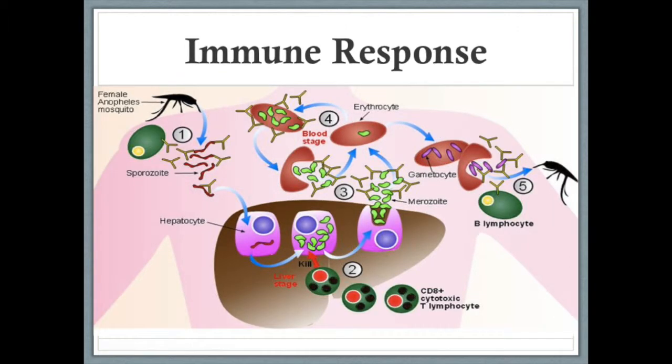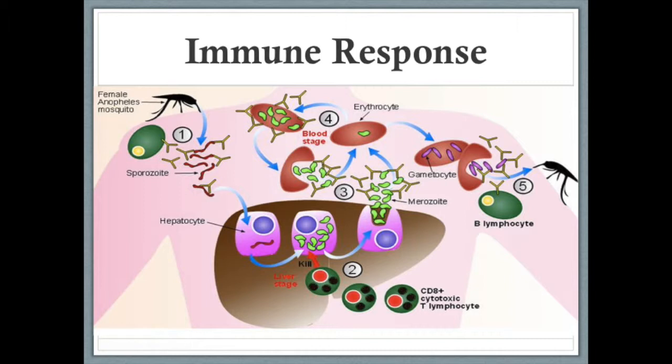Once the parasite first enters the bloodstream, both humoral and cell-mediated responses are triggered. The first immune response is when the sporozoites are injected into the bloodstream and antibodies are released to prevent them from traveling to the liver.